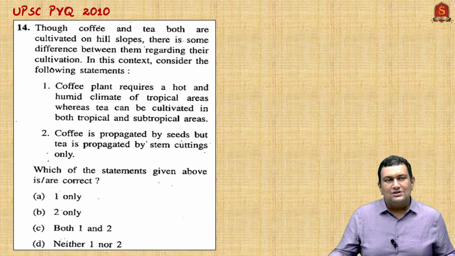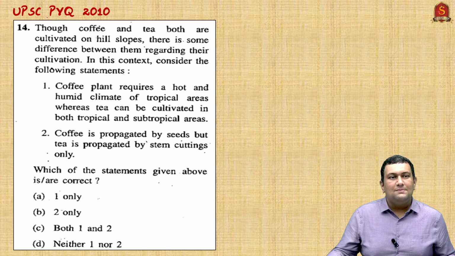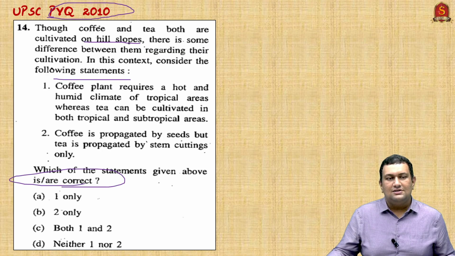Now we move on to the questions. This is an UPSC previous year question of 2010. The question is regarding coffee and tea: though both are cultivated on hill slopes, there is some difference between them regarding their cultivation. In this context, consider the following statements. They are asking the correct statements. First one is, coffee plant requires a hot and humid climate of tropical areas, whereas tea can be cultivated in both tropical and subtropical areas.